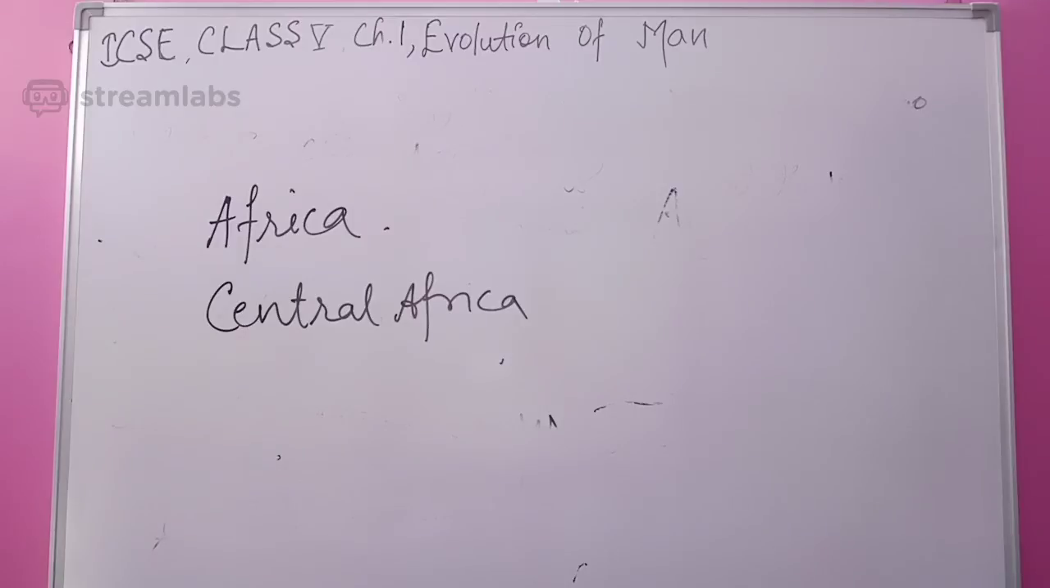My third question: the remains of the earliest man-like being were found in Asia in Harappa, Tokyo, or Java. For this, the answer is Java.